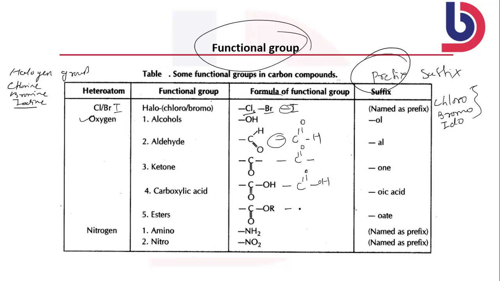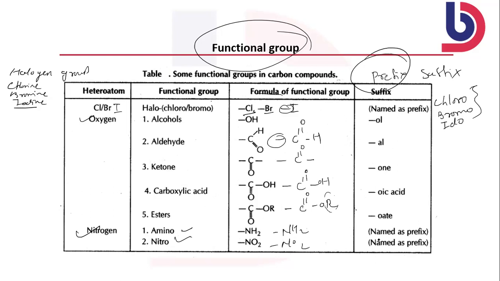And the last is ester. Ester comes with the functional formula C double bond OOR. This R contains another hydrocarbon. Do not get confused about what R is: R is nothing but another hydrocarbon chain. The suffix for ester is OATE. Now the next functional group is the nitrogen group, and it has two, amino and nitro. The functional formula for amino is NH2, and for nitro it is NO2.